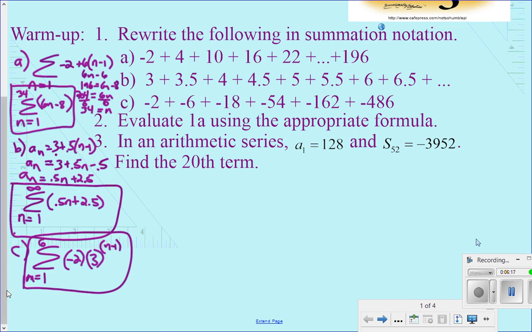Okay, so I don't want you to just write out the series. I actually want to know if I added all those terms together, what the sum would be. So that's what evaluate means. So we're going to do that right now. So evaluate 1A, okay, well, we're going to go back up.